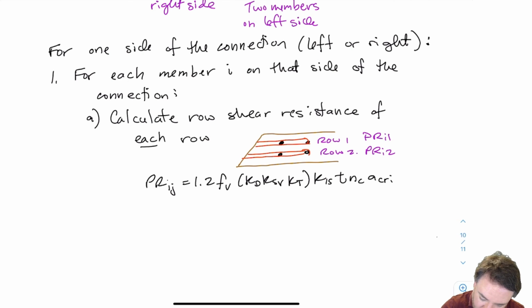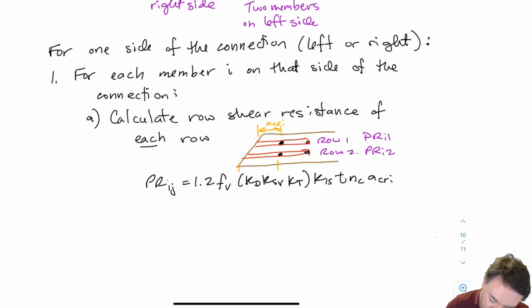Now, in this case, for example, if I have one distance that's like this and another distance that is like this, this is the one that's going to be ACRI. It's going to be the shortest one that governs. We already talked about that.